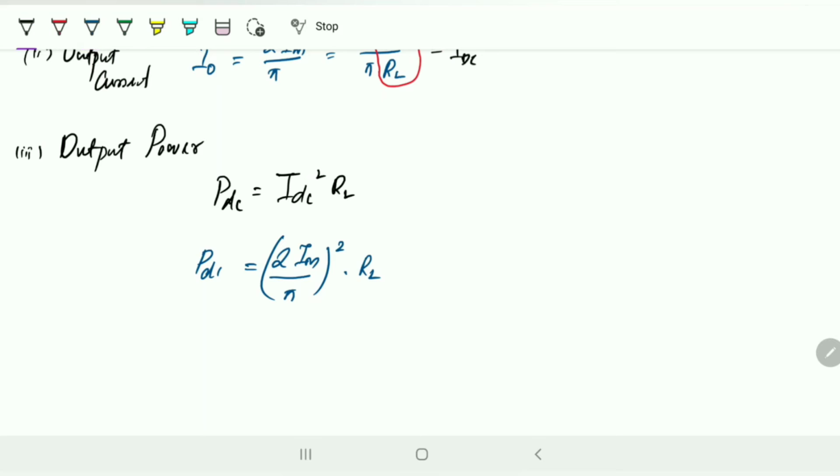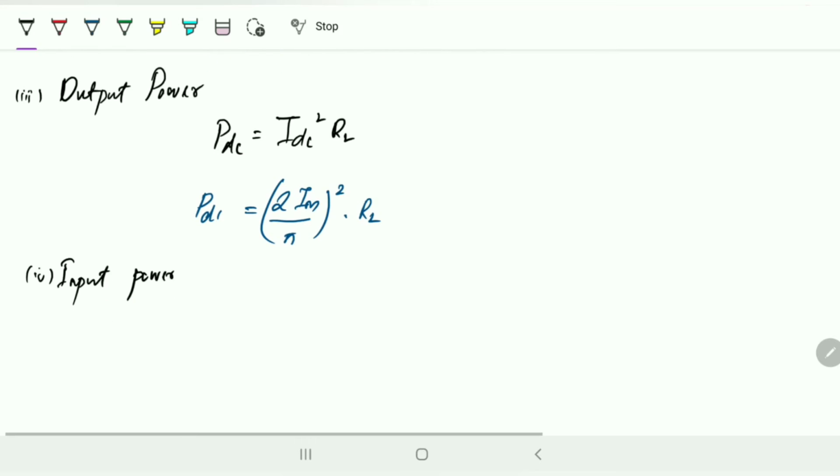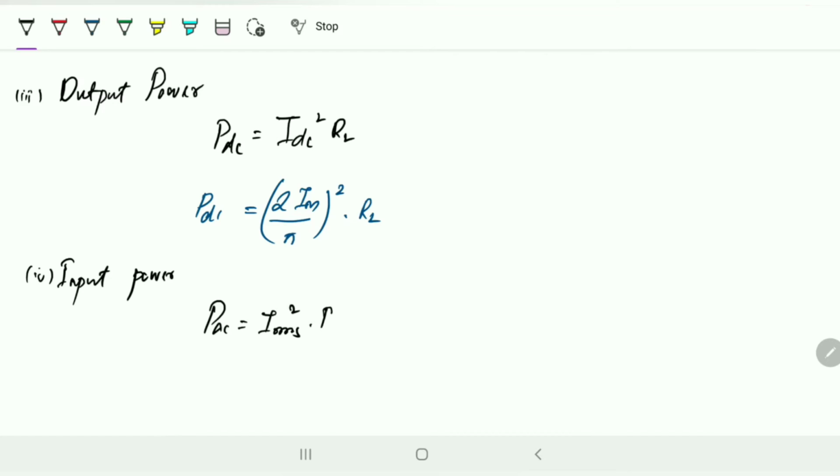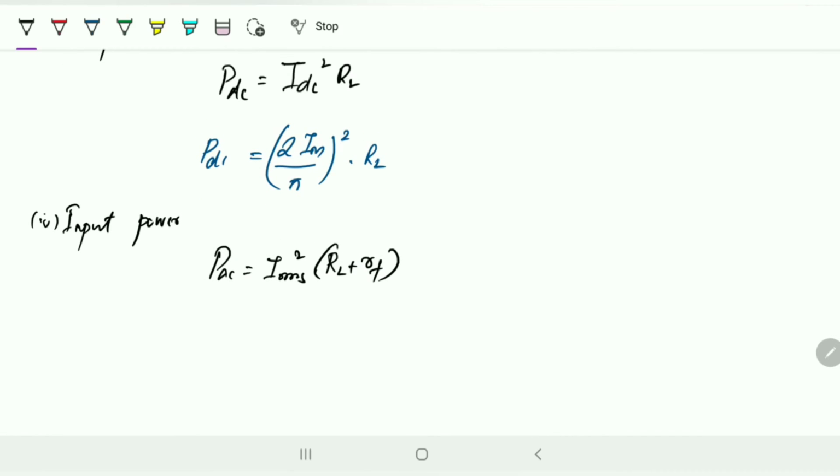And PAC, the input power, is given as IRMS square into RL plus the forward resistance RF. For this full wave rectifier, your IRMS will be Im by root 2. So PAC is Im by root 2, the whole square, into RL plus RF.